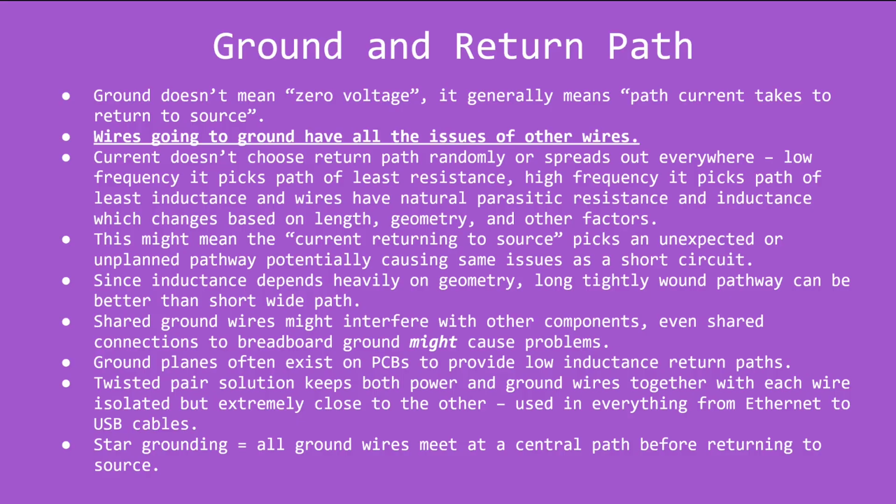Shared ground wires can also interfere with other components. Shared connections to breadboard ground definitely have issues that become more apparent with higher frequency or current. Ground planes often exist on PCBs, basically an entire layer devoted to ground to provide low inductance return paths. I've already mentioned the twisted pair solution where you keep power and ground wires together, twisted. I mean, obviously each wire is isolated, but they're kept extremely close. You will commonly see this used a lot, such as with Ethernet or USB cables. Just open up a USB cable and you'll see.